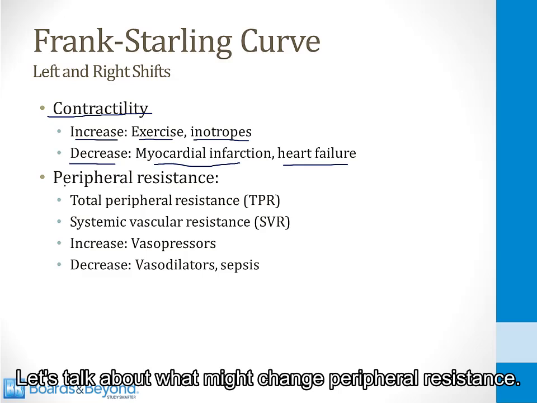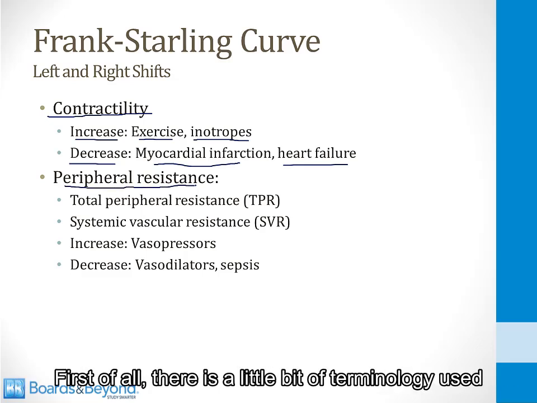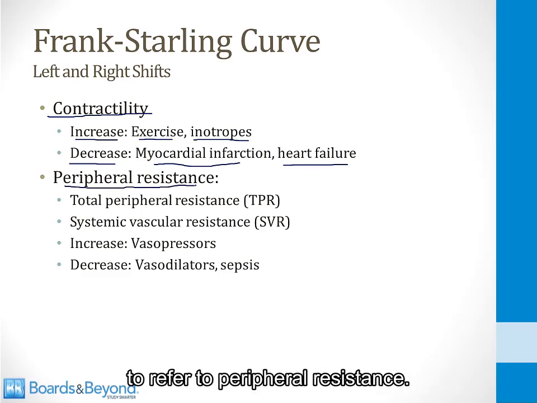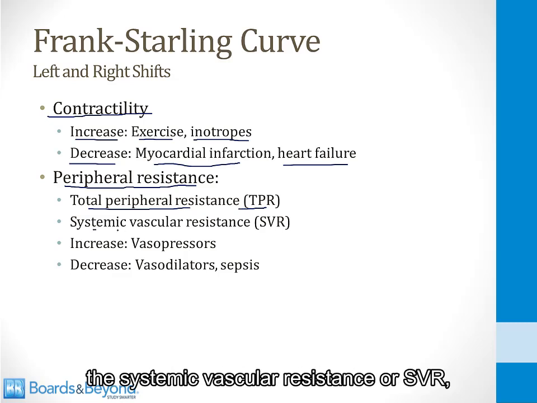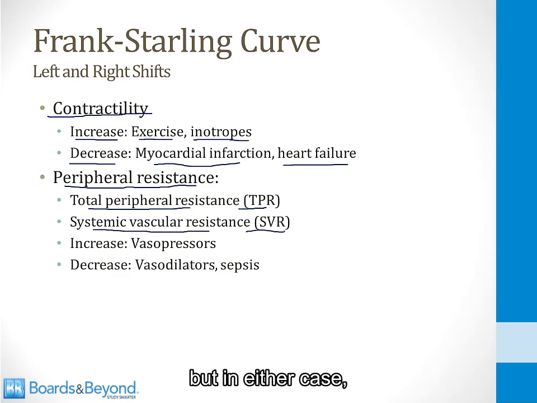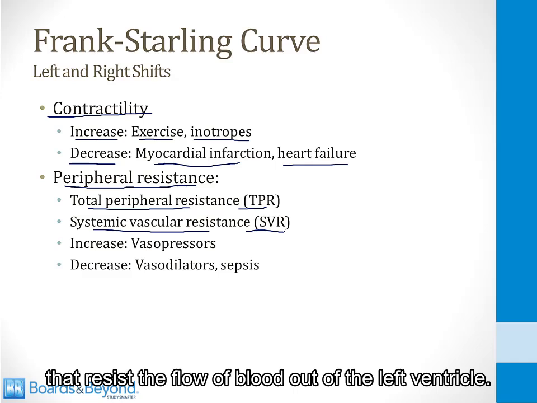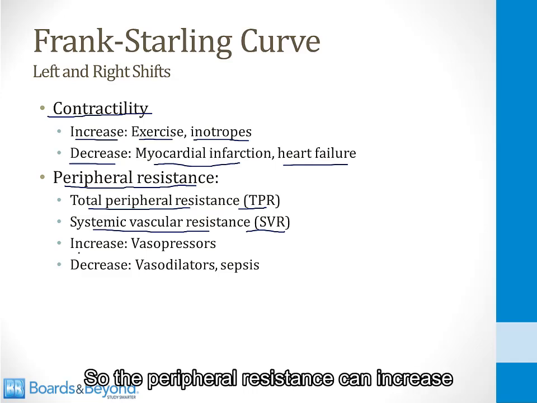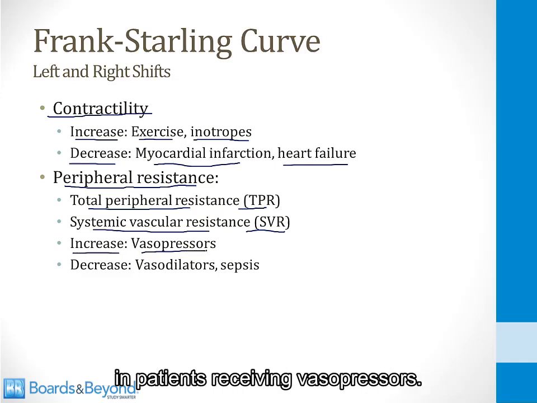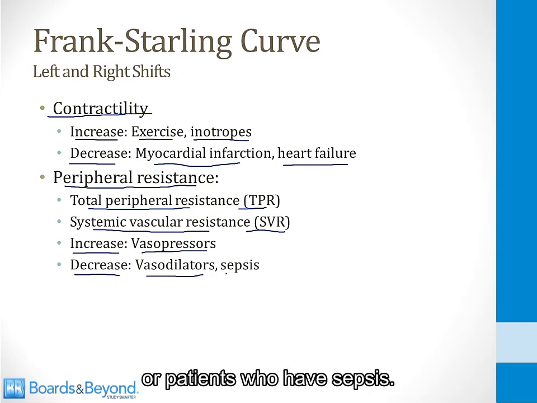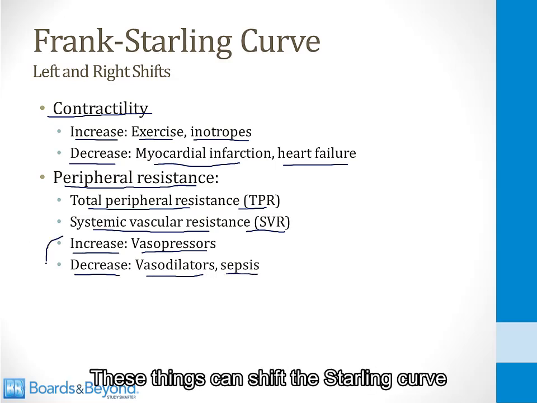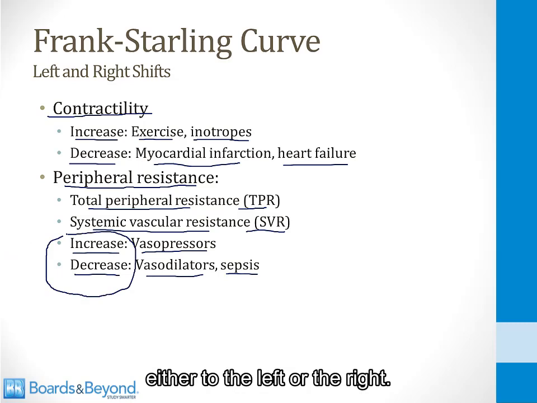Let's talk about what might change peripheral resistance. First of all, there is a little bit of terminology used to refer to peripheral resistance. Sometimes it's called the total peripheral resistance or TPR. Other textbooks will call it the systemic vascular resistance or SVR, but in either case, they are talking about the forces that resist the flow of blood out of the left ventricle. So the peripheral resistance can increase in patients receiving vasopressors. It can decrease in patients receiving vasodilators or patients who have sepsis. These things can shift the Starling curve either to the left or the right.